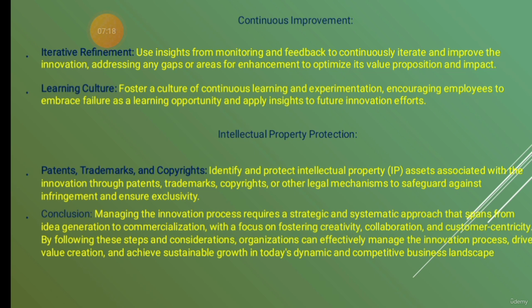Intellectual property protection. Identify and protect the intellectual property assets associated with the innovations through patents, trademarks, copyrights or other legal mechanisms to safeguard against infringement and ensure exclusivity. So try to identify and protect the intellectual property assets associated with the innovations through patents, through trademarks, through copyrights or any legal mechanisms which will help to safeguard against infringement, and it will ensure exclusivity as well.